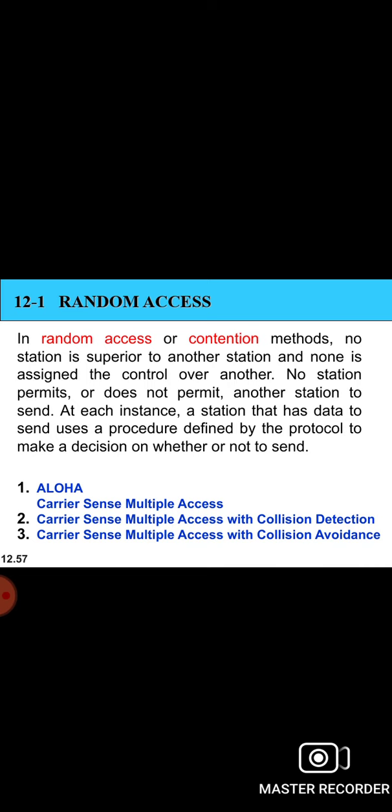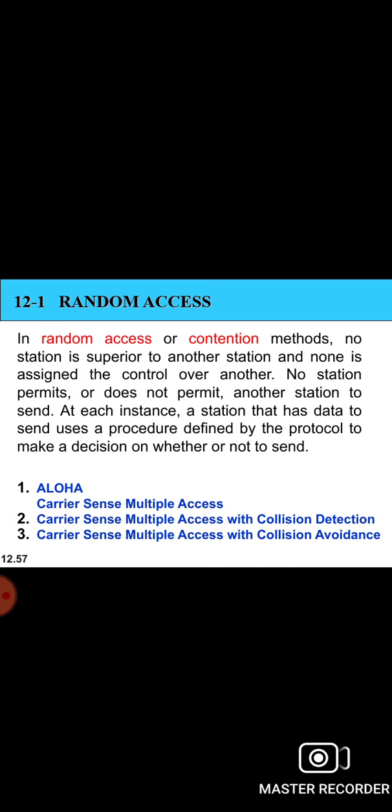The random access methods have evolved from a very interesting protocol called Aloha, which used a very simple procedure called multiple access. The method was improved with the addition of a procedure that forces the station to sense the medium before transmitting. This was called carrier sense multiple access with collision detection and carrier sense multiple access with collision avoidance. CSMA/CD tells the station what to do when a collision is detected. CSMA/CA tries to avoid the collision.